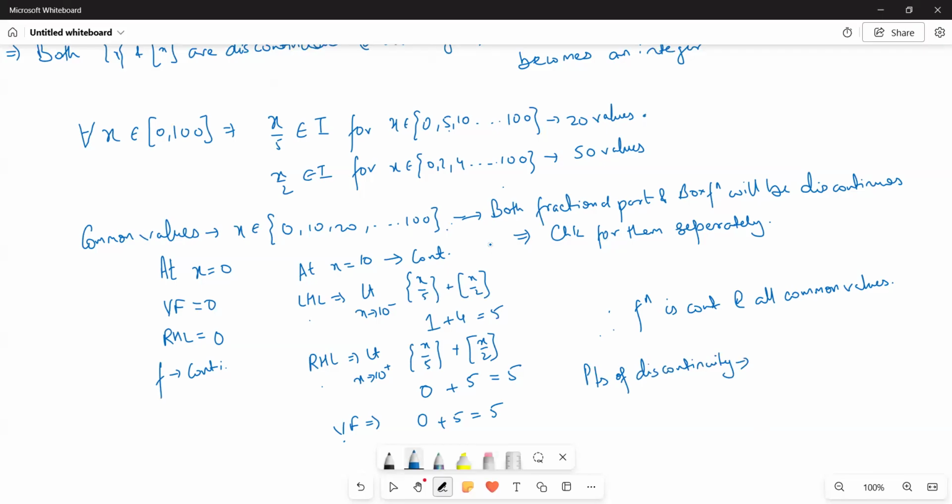So in 20 values में से ये 11 values subtract हो गया. So this will leave us 9 values. And this will leave us with 39 values. So the number of points at which the function is discontinuous would be 39 plus 9, 48. The function is discontinuous at 48 values. Is everyone able to understand this?